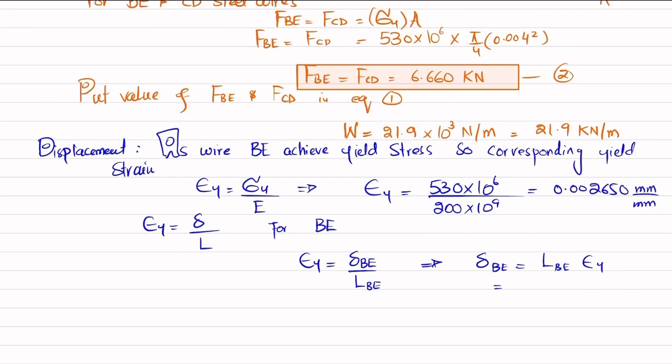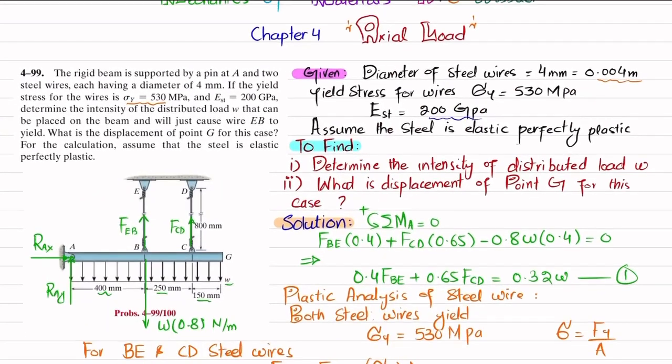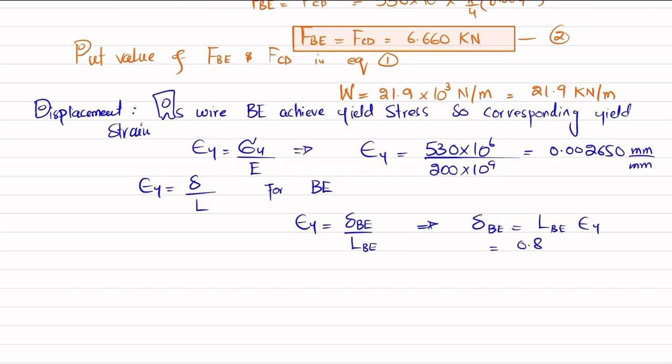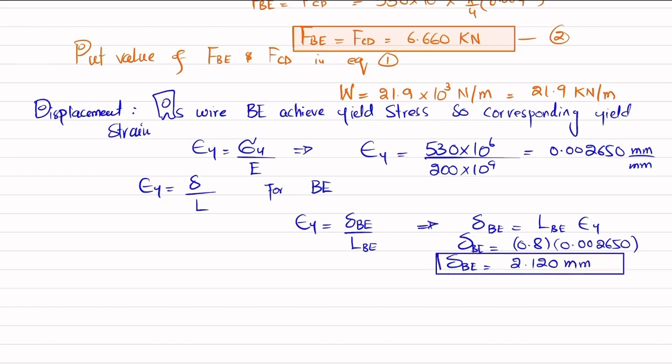So what is the length of BE? Let me check. You can see both have length of 800 millimeter, which is equal to 0.8. So 0.8 multiplied by yield strain, which is 0.002650. So when you solve this, you will get change in length of wire BE will be equal to 2.120 millimeter.